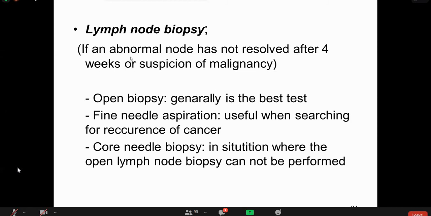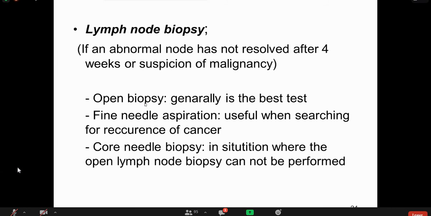So I just mentioned the lymph node biopsy. If an abnormal node has not resolved after 4 weeks, or there is a high suspicion of malignancy, by which I mean that the patient is presenting to you with fever, weight loss, drenching night sweats, which are the constitutional symptoms or the B symptoms, we can proceed towards biopsy. The options are open biopsy, fine needle aspiration biopsy, or core needle biopsy.